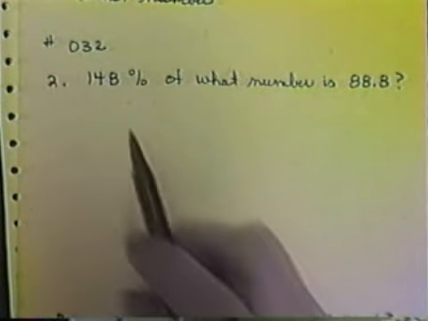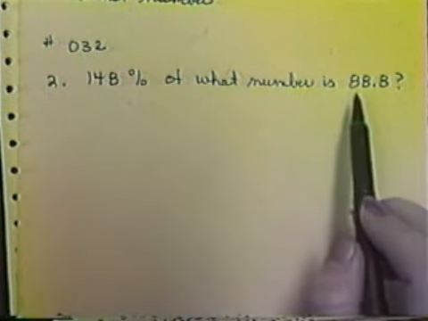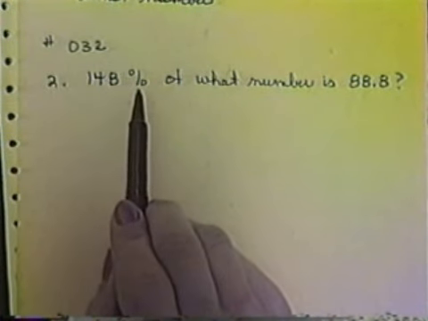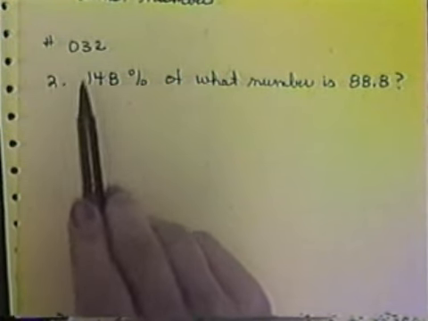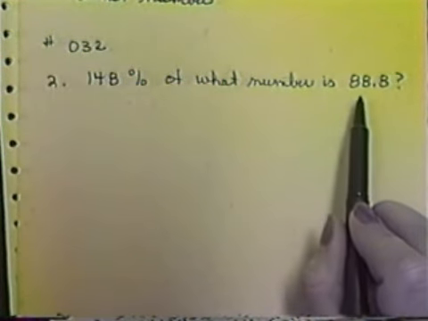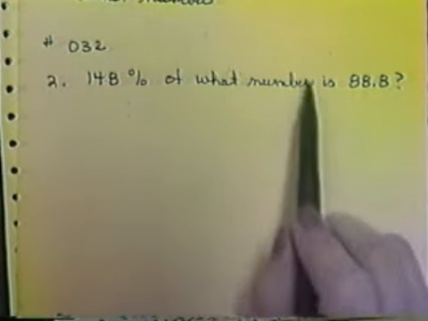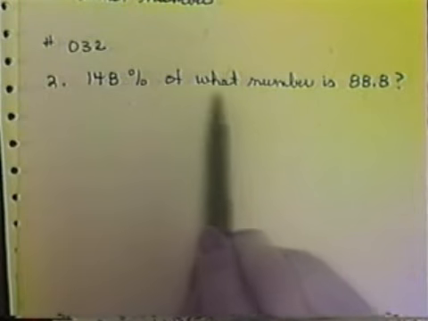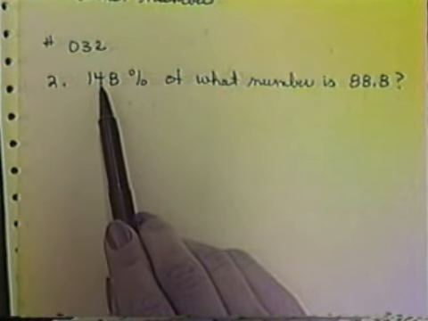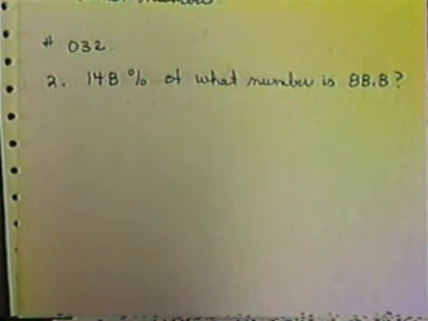Okay, our second example says: 148% of what number is 88.8? Now 148% means that we're more than 100%. So that means our answer is going to be fairly small, because we want 148% of what number? That means 88.8 is over the base, it is over the amount that we're looking for.